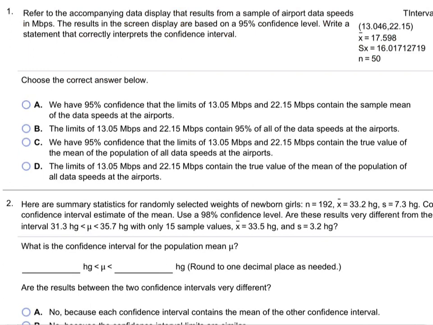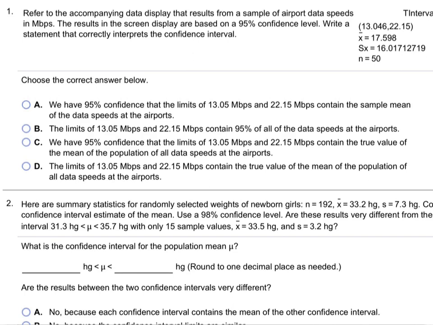You can't see it very well, huh? So first question, refer to the accompanying data display. Here's an output that results from a sample of airport data speeds in MBPS. What is that? Megabytes per second. The results in the screen display are based on a 95% confidence level. Write a statement that correctly interprets the confidence level.